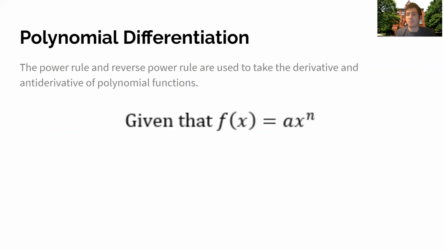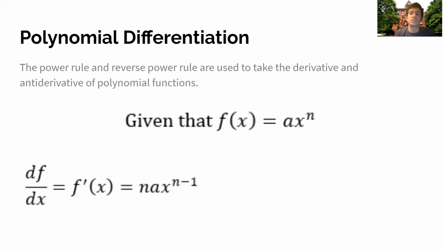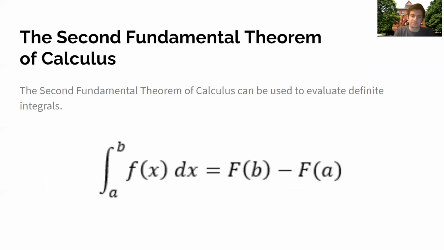So let's say, for example, and this should be a really quick refresher, you're given a function f of x, it equals some coefficient a times x to the nth. If you want to take the derivative of f, represented as df dx, or f prime x, you use the power rule. You'll end up with n times a times x to the n minus 1. And if you want to take the antiderivative of f with respect to x, you use the reverse power rule. So you get a over quantity n plus 1 times x to the n plus 1. I'm really only showing how to do polynomial ones here because in mass and energy balances, just being able to do polynomial derivatives and integrals is going to be the most important.